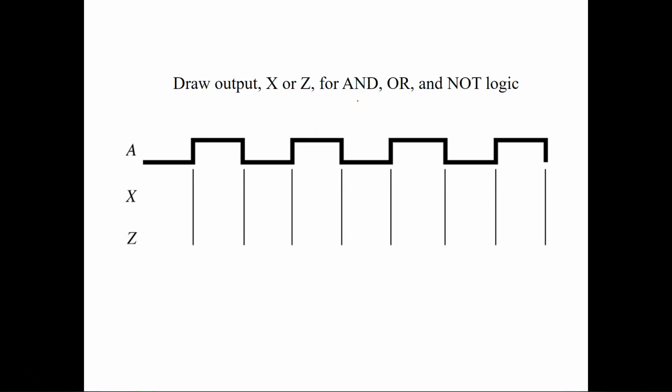So if I was to draw AND, OR, and NOT logic, for AND logic, what would it look like? Wouldn't it go up and down? With AND logic, I think they're trying to tell us that X is our output. Or are they trying to tell me A? Wouldn't it be drawn in the opposite direction?